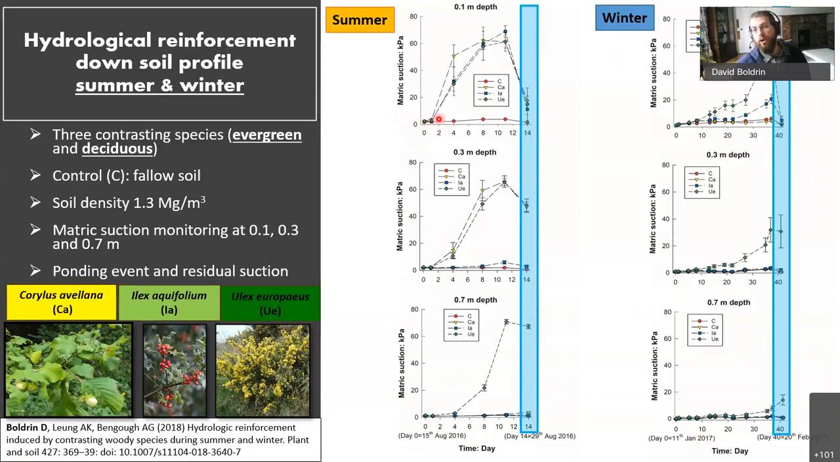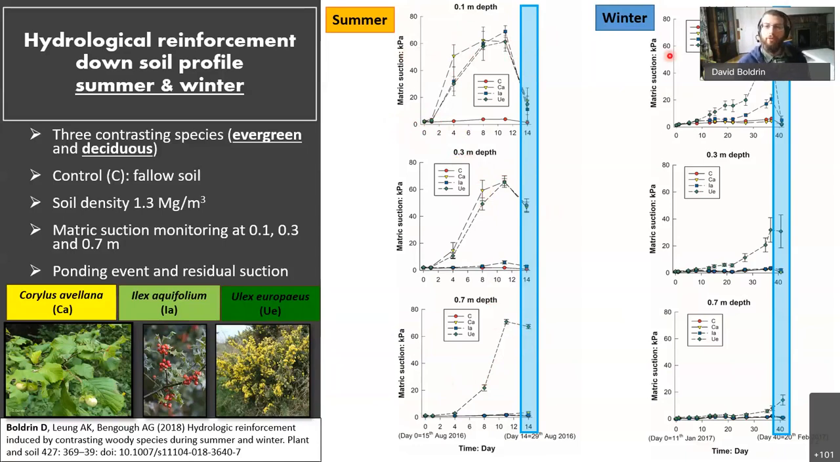full saturation of soil. And here you can see during the summer that in the shallow soil, all the three tested species were able to induce high values of matric suction. But if we look deeper in the soil at 0.3 meters, only two of the species were able to induce high values of matric suction. And deeper again, only one of the three tested species was able to induce high values of matric suction.